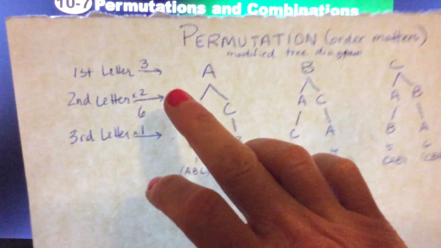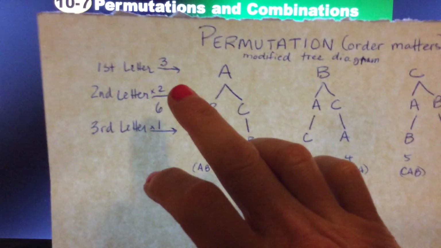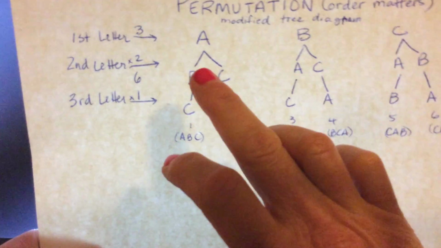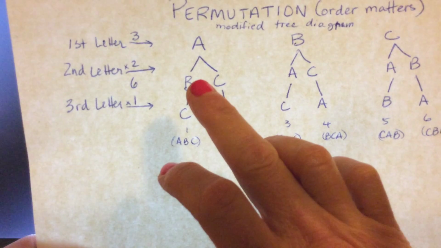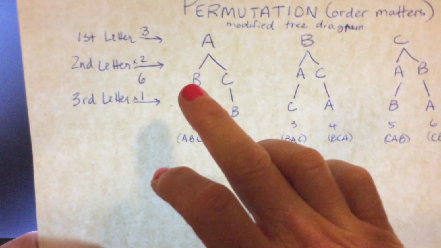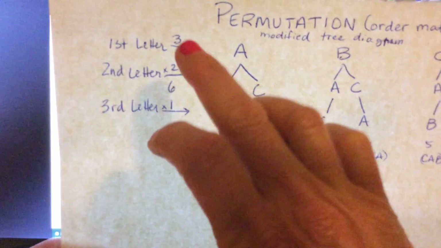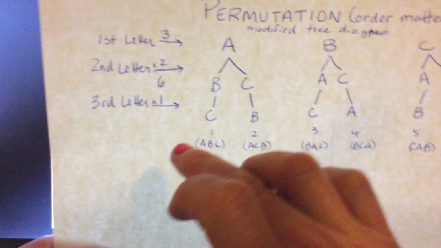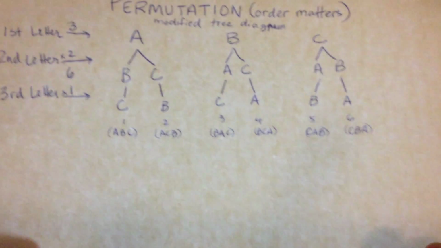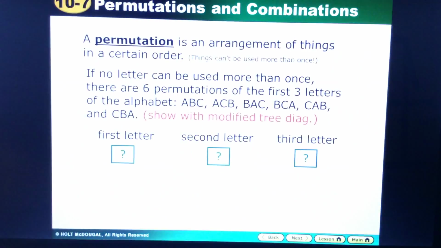And that's really the fundamental counting principle, which would be 3 times 2 is 6, and then 6 times 1 is 6. So there's your 6 different ways that could happen.